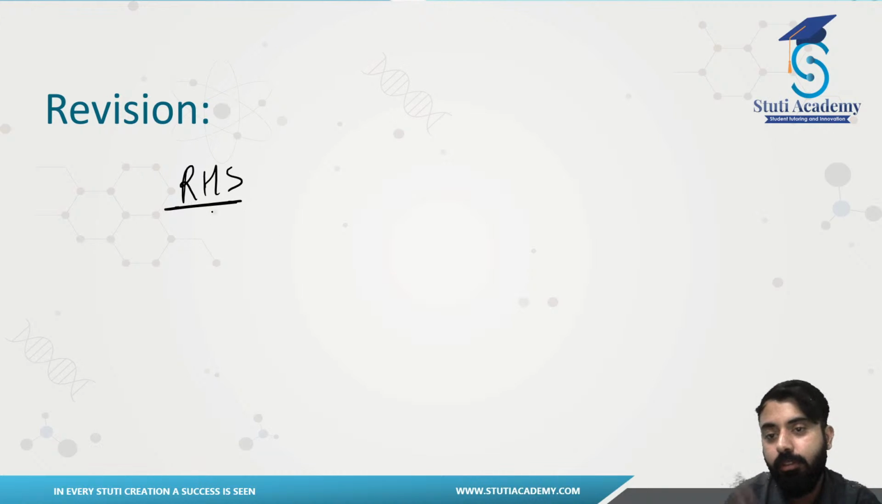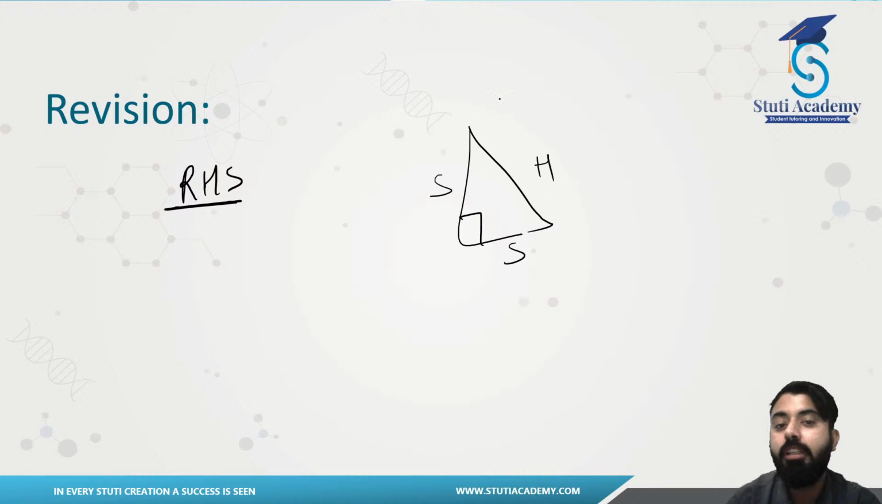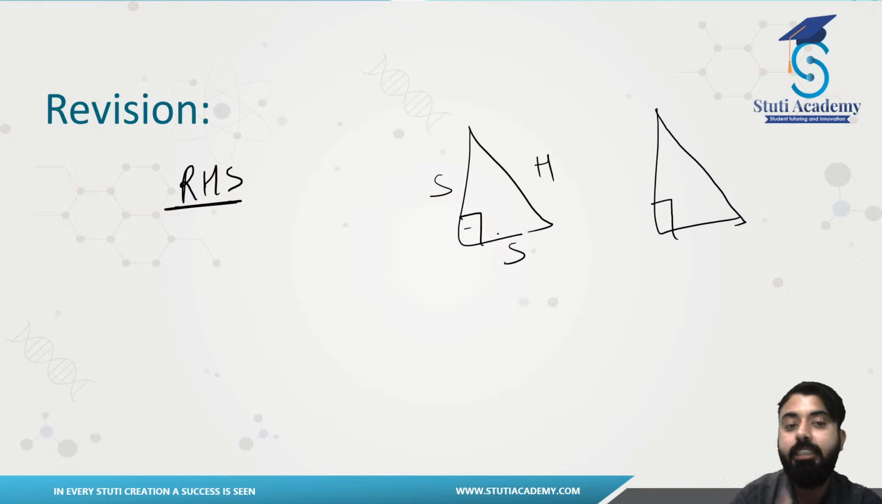So this congruency criterion is specifically reserved for right angle triangles, in which you have what? A right angle, a pair of sides, and a hypotenuse, right? So this congruency criterion states that if you have a pair of right angle triangles such that the right angles are equal, one of its two sides is equal to one of the two sides of the other triangle.